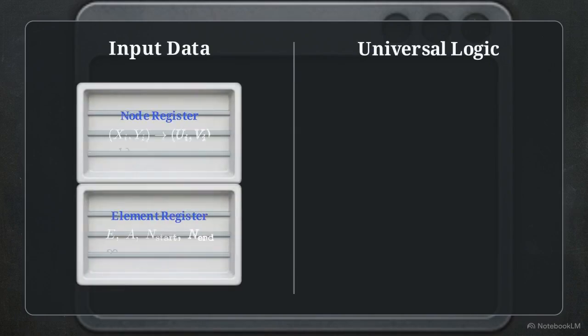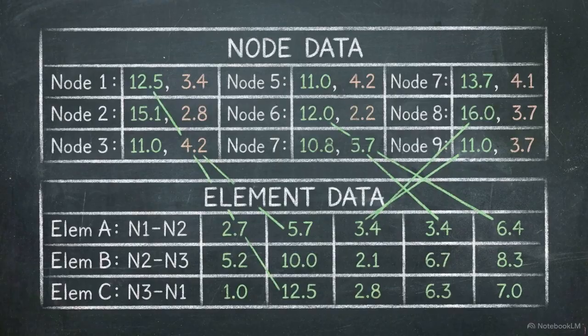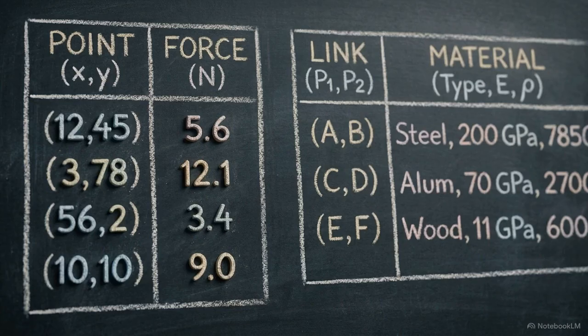We divide the solver into two parts: the input data specific to the problem and the universal logic used to solve it. We bridge these two halves using registers, which act as data structures to store the physical properties of the structure. This decoupling ensures the solver logic remains the same regardless of the truss geometry, making the program applicable to any design. The program architecture is built on two primary structures: the node register and the element register.